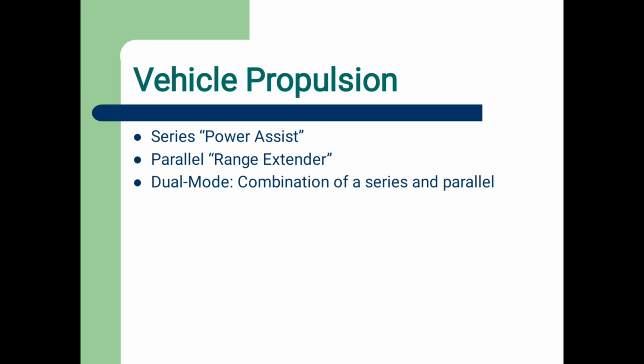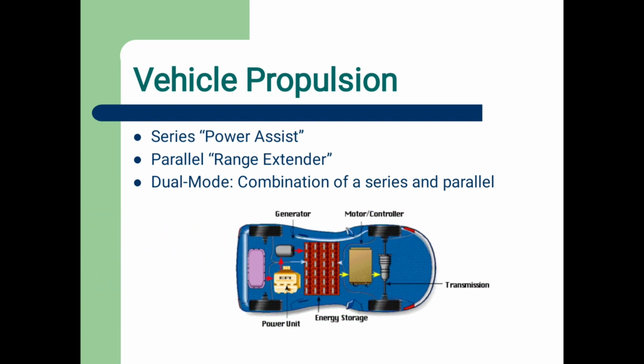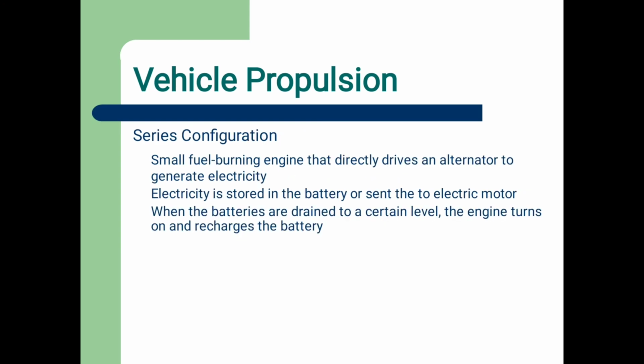The series, the power assist or parallel, the range extender, and dual mode, which is a combination of series and parallel, are the propulsion methods. In propulsion methods, we have a generator, power unit, energy storage, the motor and control, and the transmission. Series configuration: a small fuel-burning engine directly drives an alternator to generate electricity. The electricity is stored in a battery or sent to the electric motor. When the batteries are drained to a certain level, the engine turns and recharges the battery.